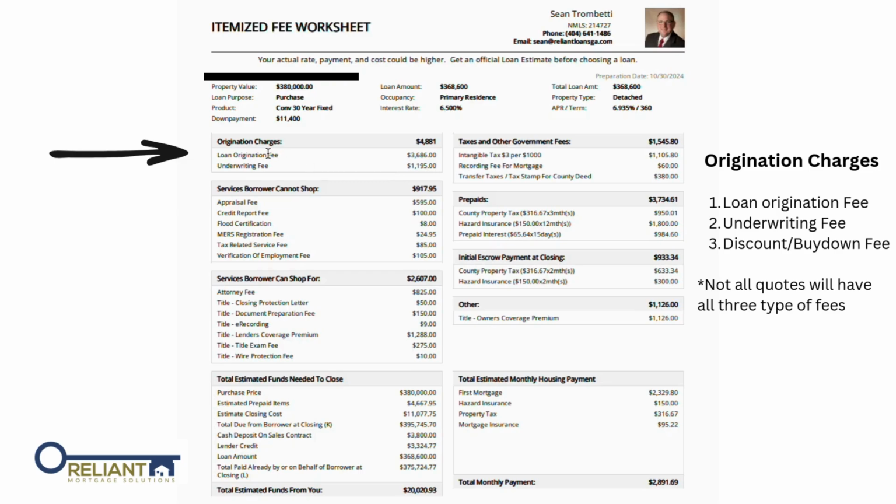The third important fee to keep in mind in the origination charges is your discount cost. You may or may not be familiar already with what a discount is, but ultimately it's when you pay money on the front end to prepay your interest, resulting in a lower interest rate for the life of your loan. It's also called a buy down. You'll see that listed in this top left section, origination charges, if you elect to pay a discount cost in order to reduce your interest rate.